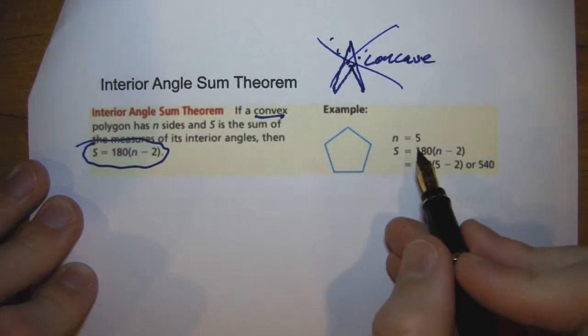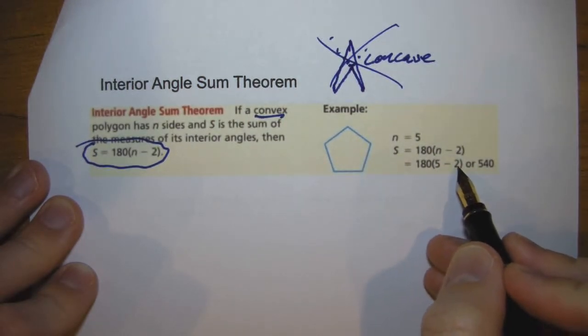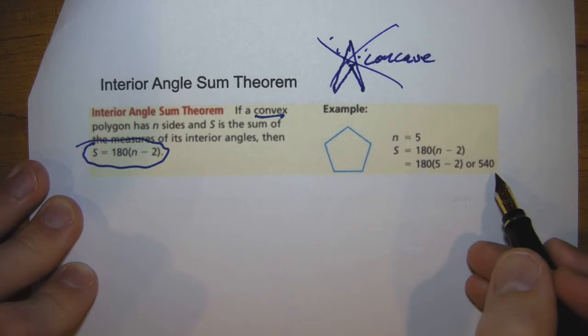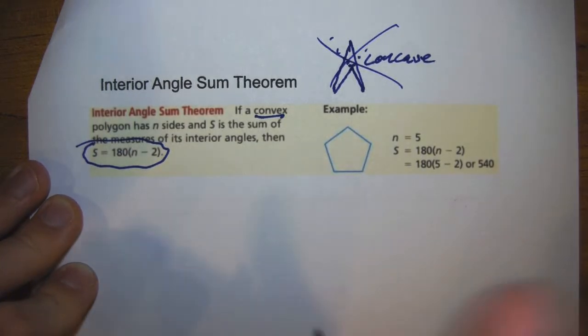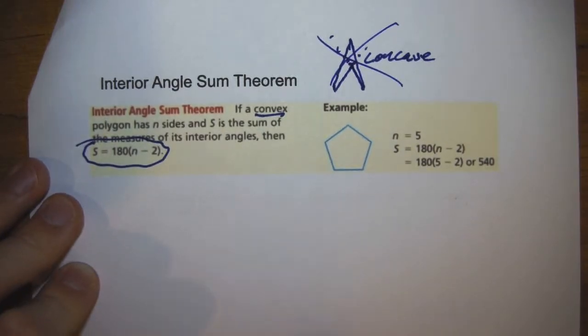So for example, if I know I have 5 sides, then I would simply take that 5, subtract 2, get 3, multiply that by 180, and we get 540. So pretty useful little theorem. In terms of proving it, we've given sort of a rough go of it there.